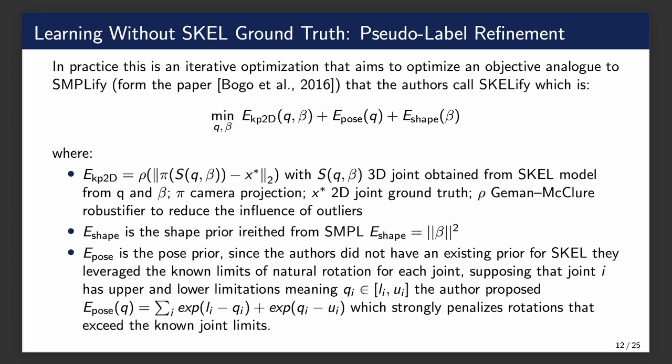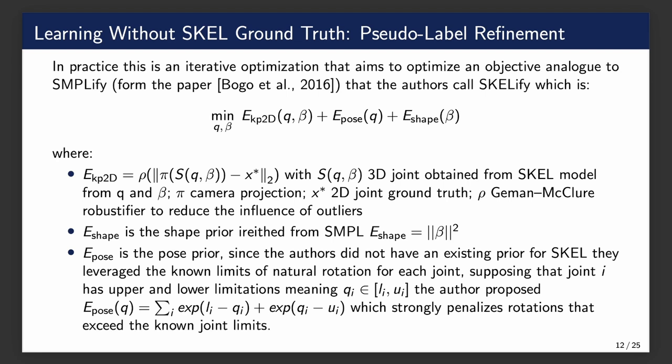Looking at the objective function, the first element is a reprojection objective that aims to align the projection of the 3D joints with the 2D key points. The second and third elements are respectively pose and shape regularizers based on some sensible priors. The prior for the shape is taken directly from the original SMPL paper. The pose prior instead is constructed to strongly penalize rotations that violate predefined upper and lower limits for each joint. With this, our look at the architecture and learning framework is completed.